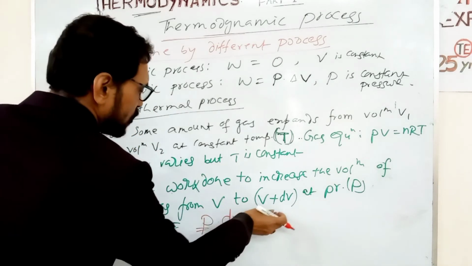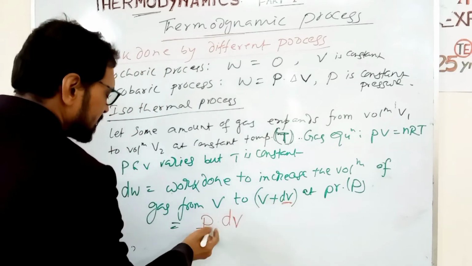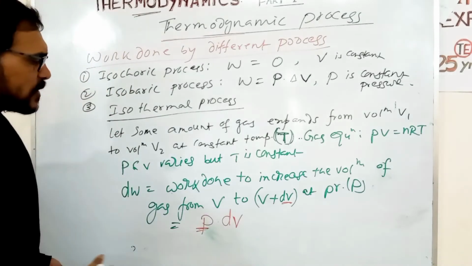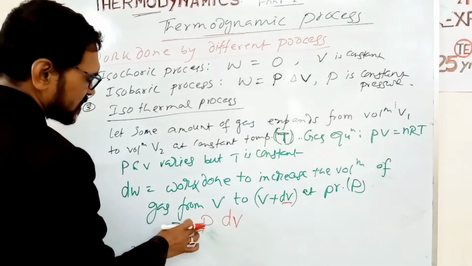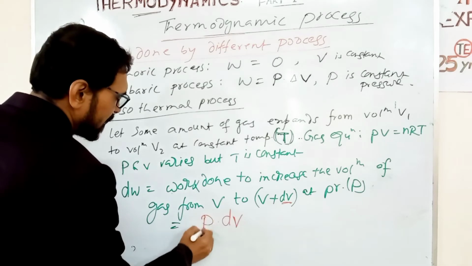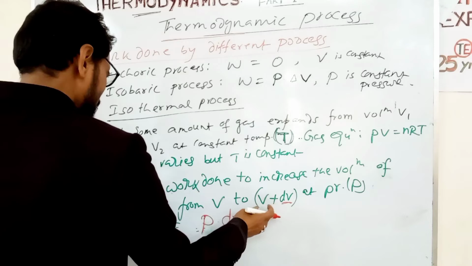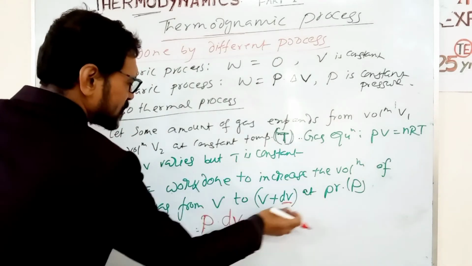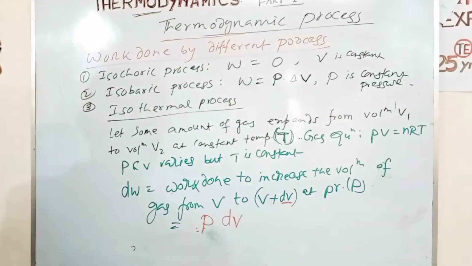If the volume increase is small, then we take this pressure as constant. If the volume expands more, then P does not remain constant anymore. So we take pressure to remain constant for a small increase of the volume, P into dV.